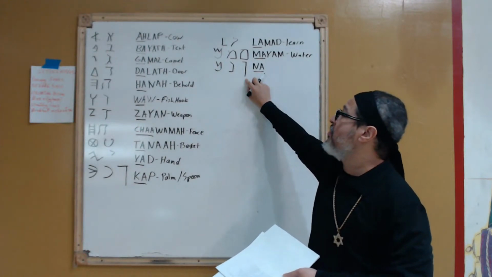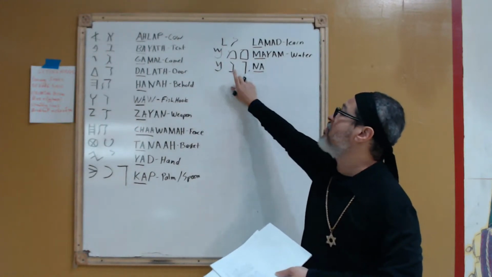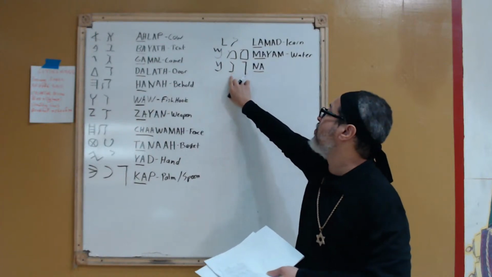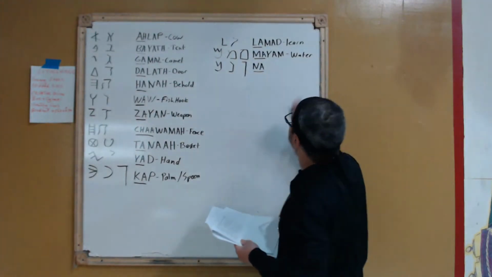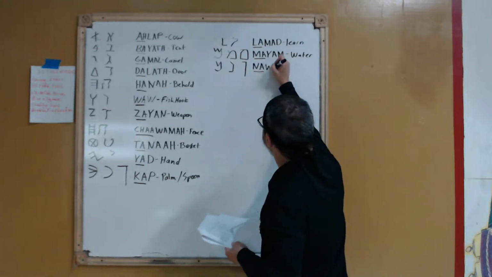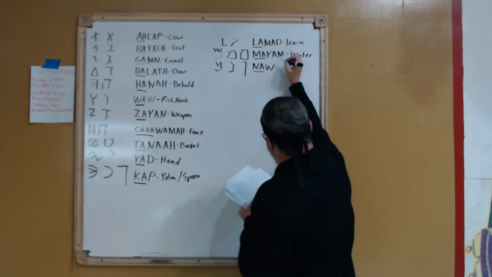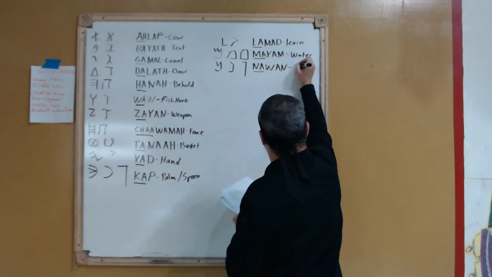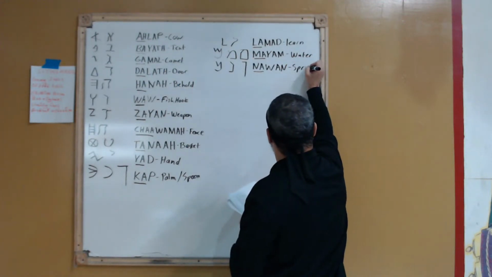If the na sound is used throughout the word anywhere else, you use this symbol for the Assyrian. And na was short for nun, which was sprout.